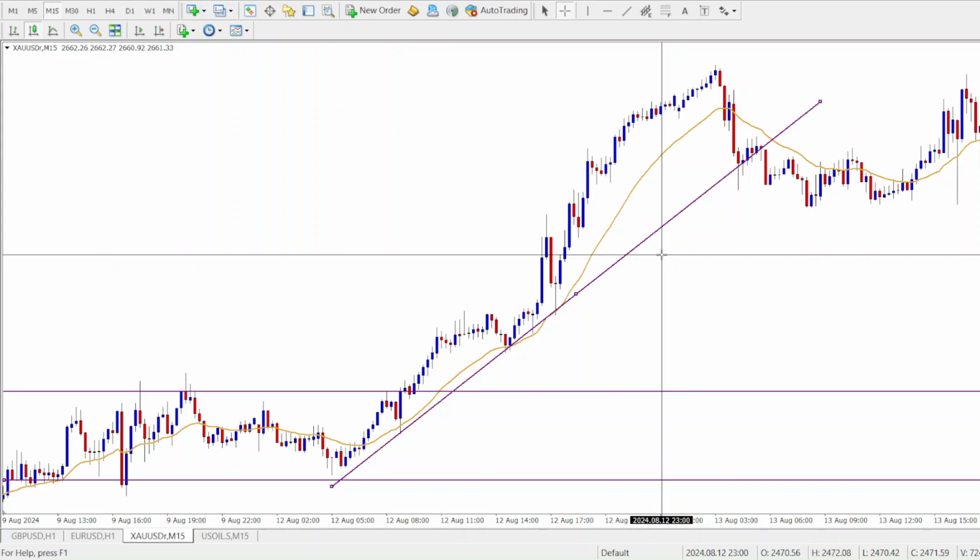So by using this 20 MA strategy as a guide, you can enter trades with better precision, spot trend reversals early, and catch pullbacks without missing out on key moves. Very important. Now, this strategy is an easy to use strategy. All the things that we've discussed so far, I believe that they are easy to understand.